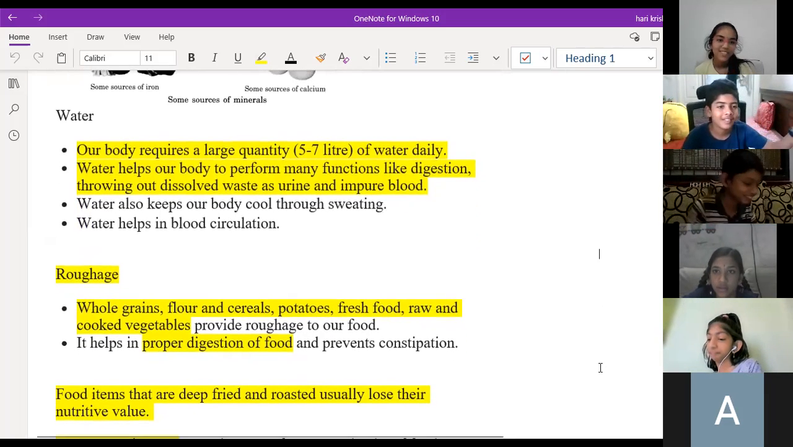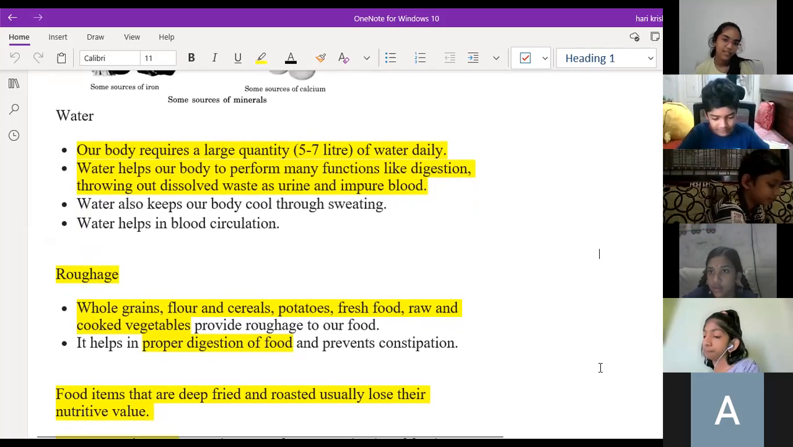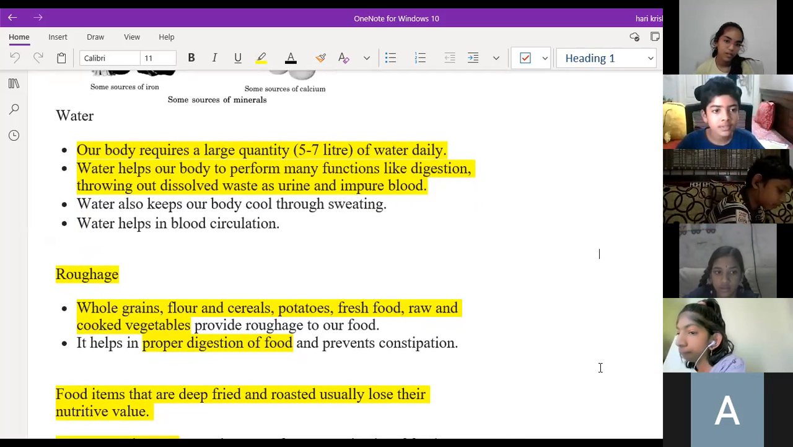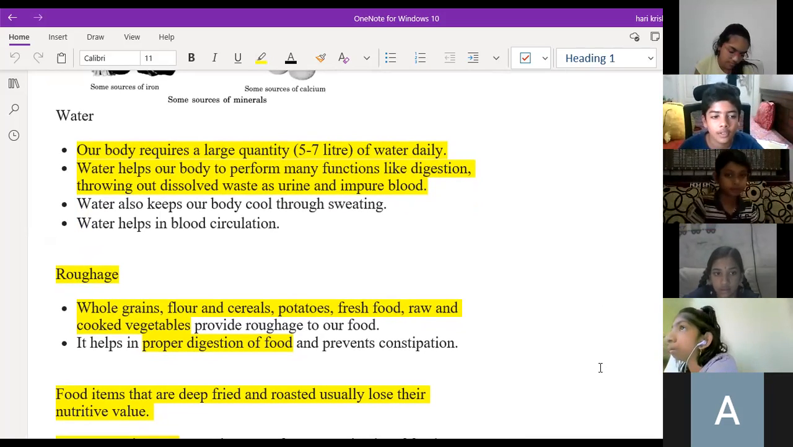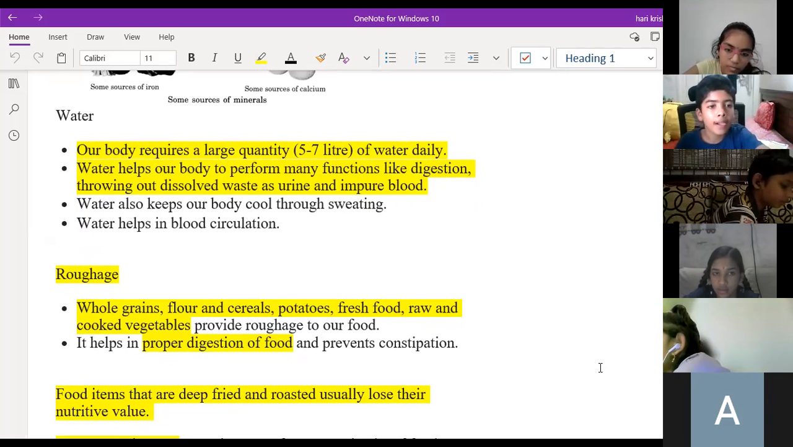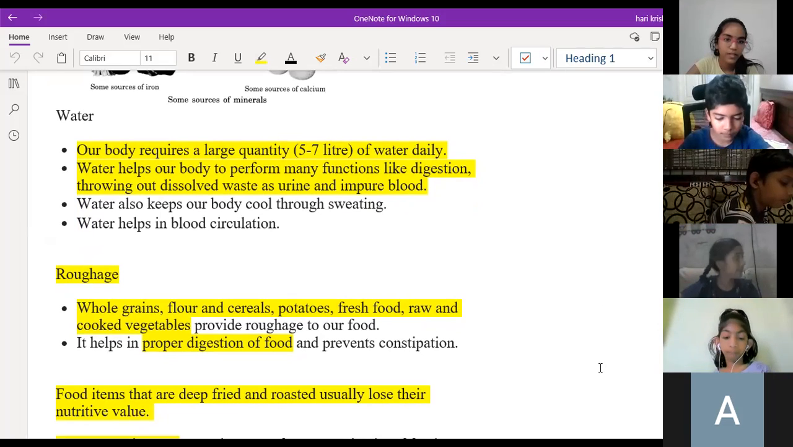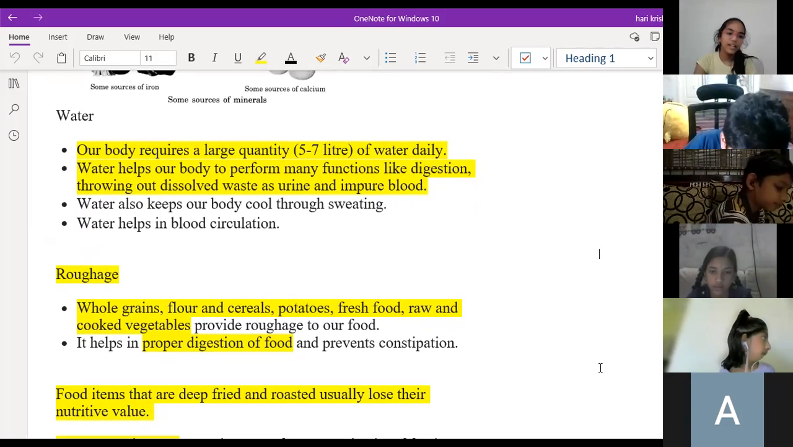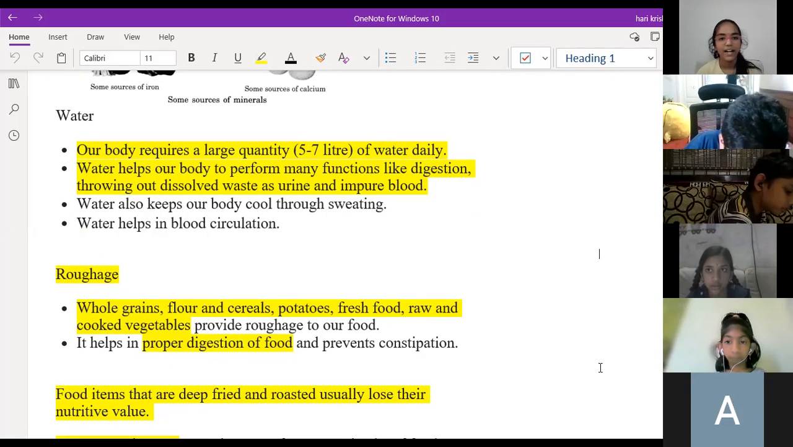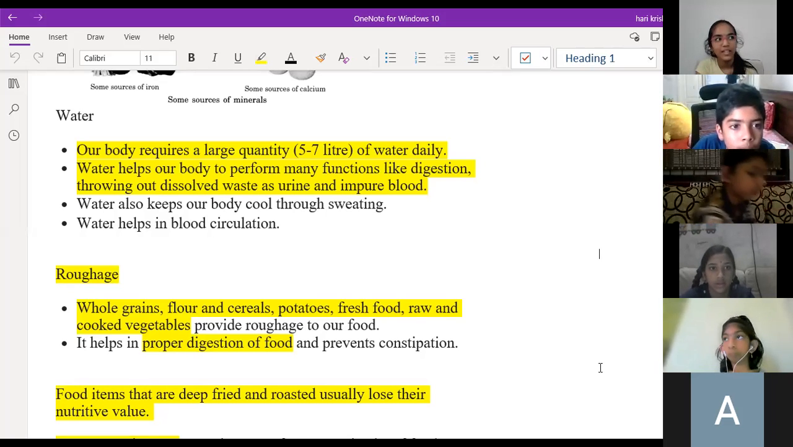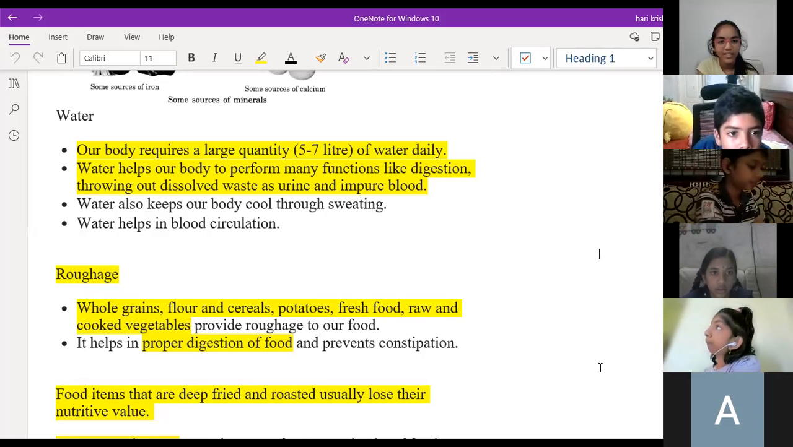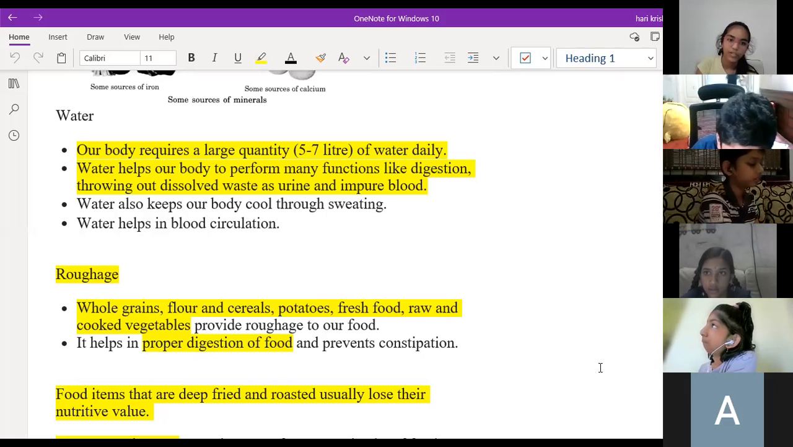Okay, sir. Yeah. So, water. Why is water a very important component in our body, Lohini? Sir? Lohini, what is the answer? It's really required for our health as it helps in our bowel movement and digestion of food.